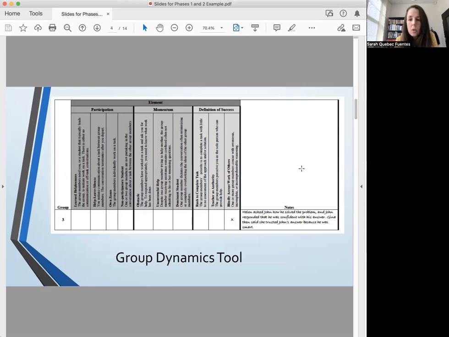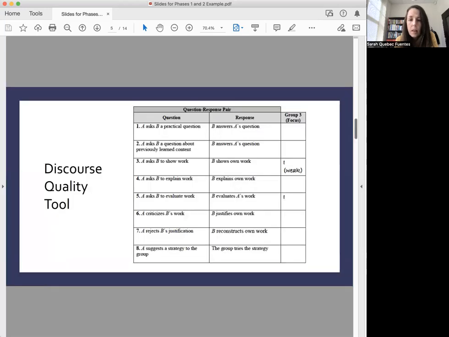So here's the group dynamics tool, where he documents that the group is demonstrating the blindly accept work of others and put some notes that we discussed. And then here's the discourse quality tool, where Warren puts a tally mark for every question response pair that he observes in this particular interaction.